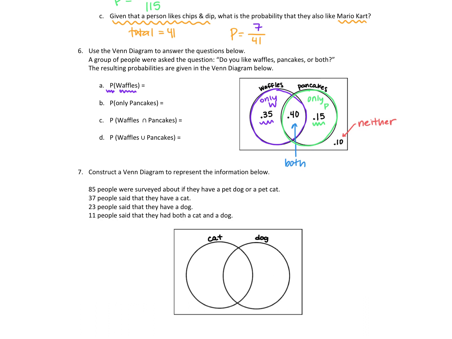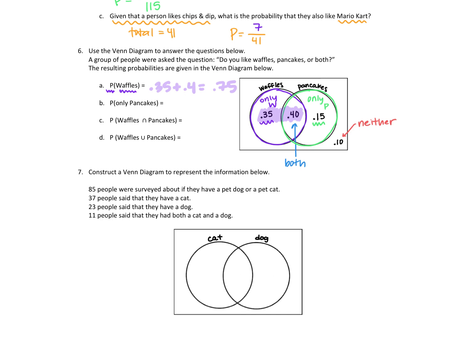In this first question, we have: what's the probability that somebody likes waffles? Well, we're not clarifying whether it's just waffles or waffles and pancakes, so we want to include everything in the waffle circle. I want both components here, the 0.35 and the 0.4. If I add those together, I get 0.75 or 75%. So that means a 75% chance that somebody likes waffles.